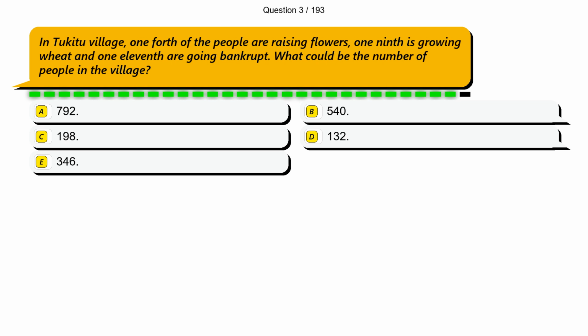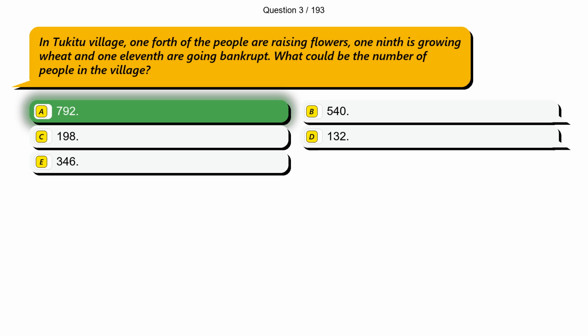Question 3. In Tukata village, 1/4 of the people are raising flowers, 1/9 is growing wheat and 1/11 are going bankrupt. What could be the number of people in the village? Option A, 792. Option B, 540. Option C, 198. Option D, 132. Option E, 346.